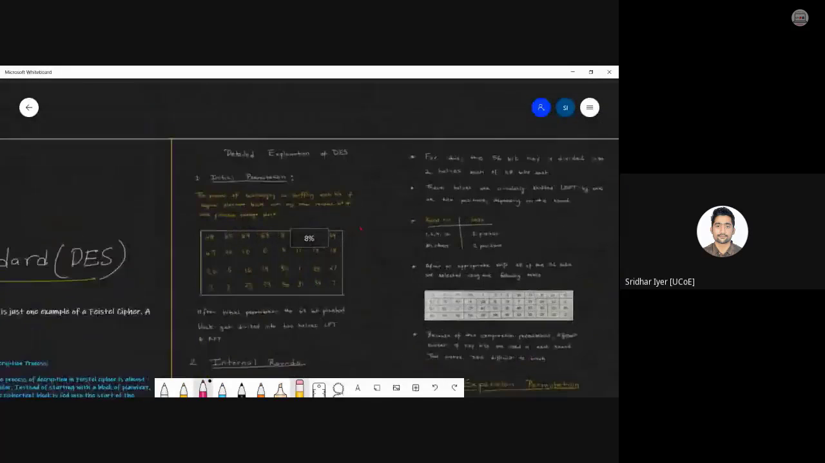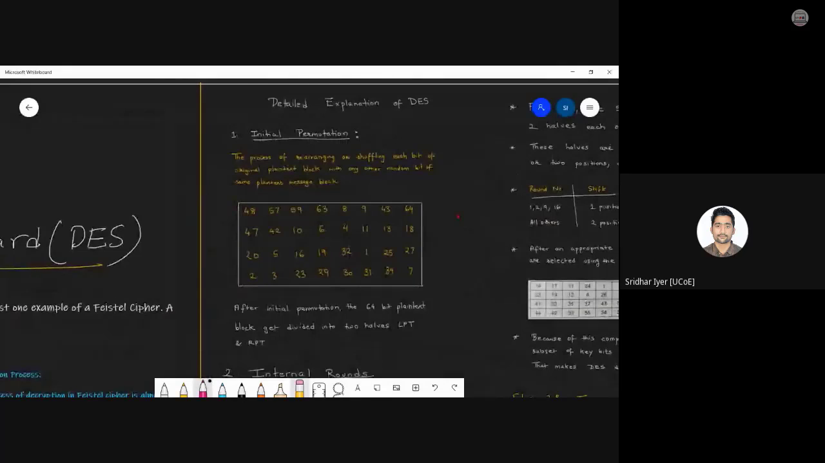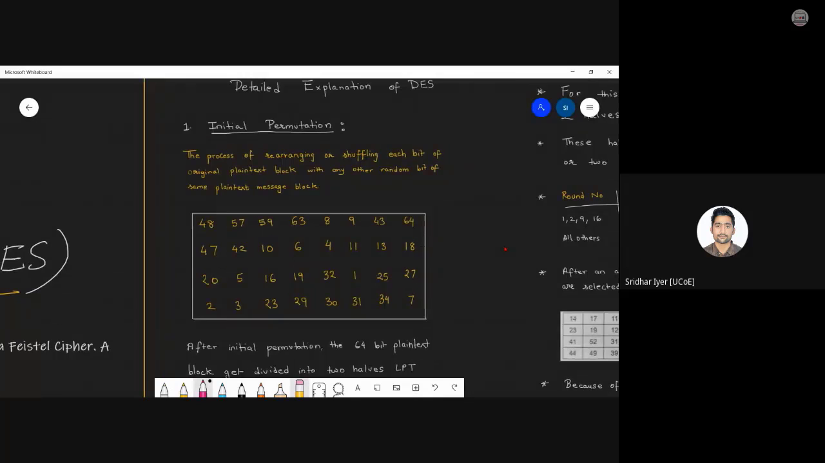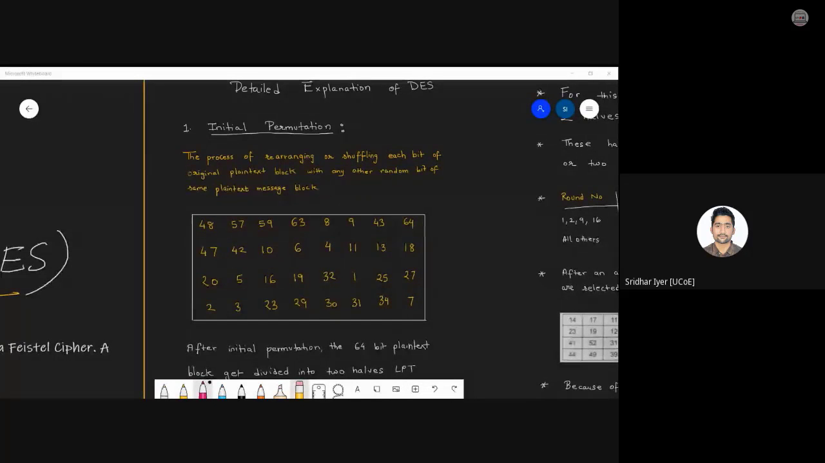I'm not starting with the main rounds. I will simply show you how the initial permutation table looks like. Just have a look. I'm not starting with the main rounds or main functions. Simply have a look at this initial permutation table. Can any one of you tell me what exactly is happening inside it?